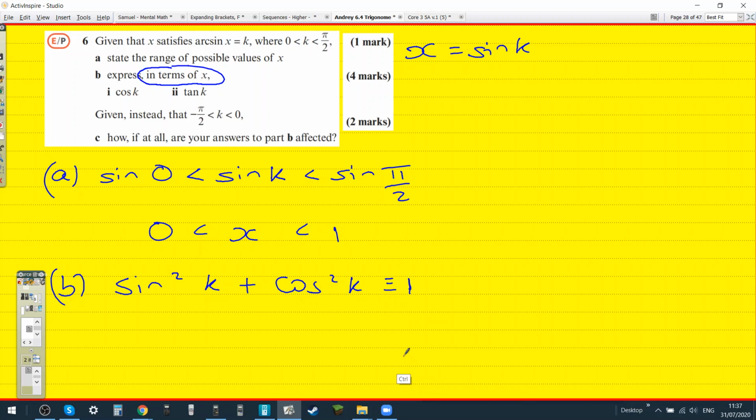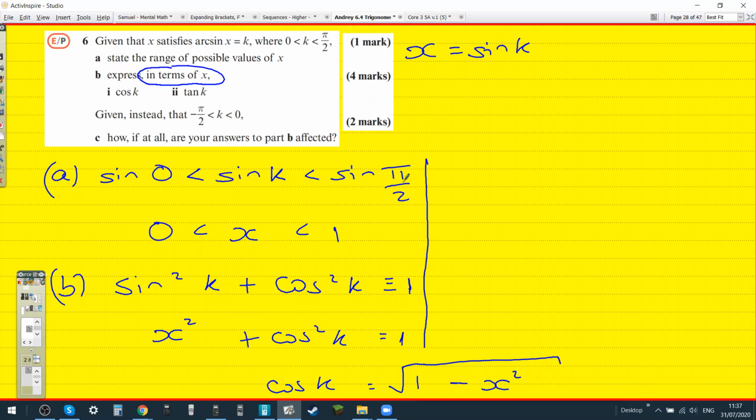Oh, it's only confusing because you're doing the entire question in one step. Sine k is x. What is sine squared k? X squared. Yes. Now you can make cos the subject. So will it be square root of 1 minus x squared? Yes. There we go. I compromised and let you do it in 2 steps.